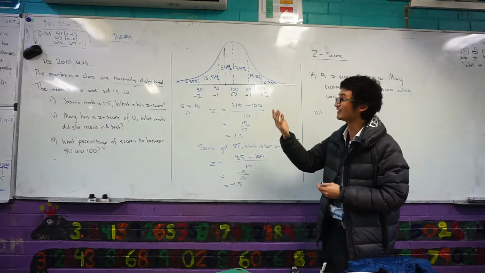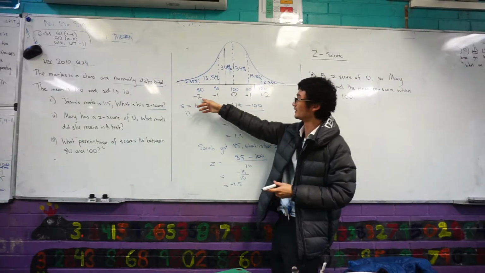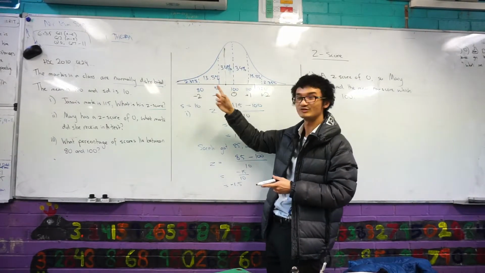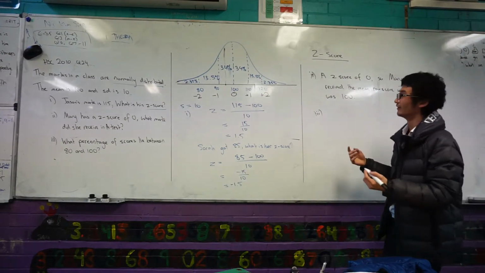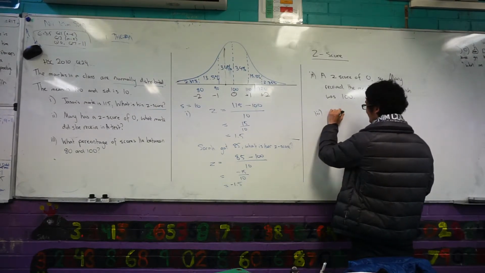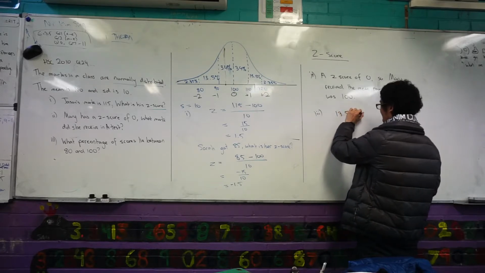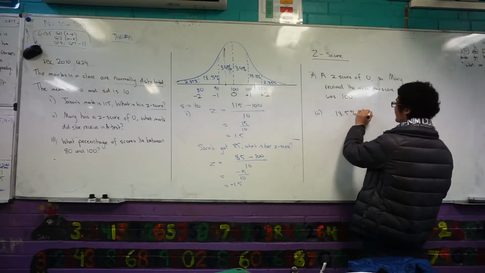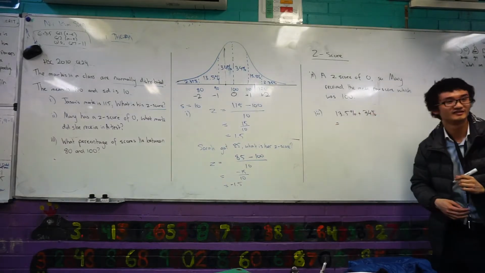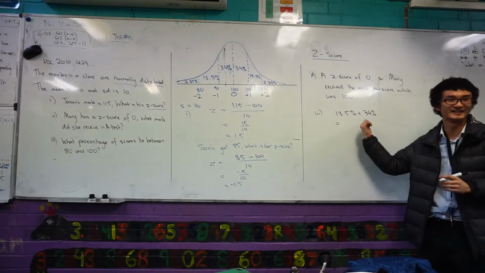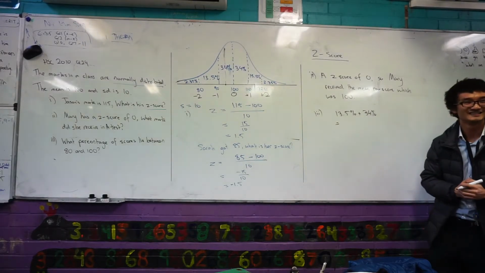So what percentage of scores lie between 80 and 100? Well, we can use the same method we've always been doing. You go between 80 and 100 and you look for the percentages. What percentages do you see? 34 and 13. Yeah, easy. So we say, okay, 13.5% plus 34%. What does that give me? 47.5.